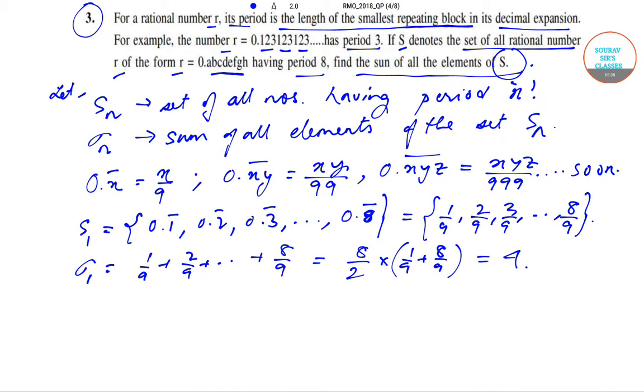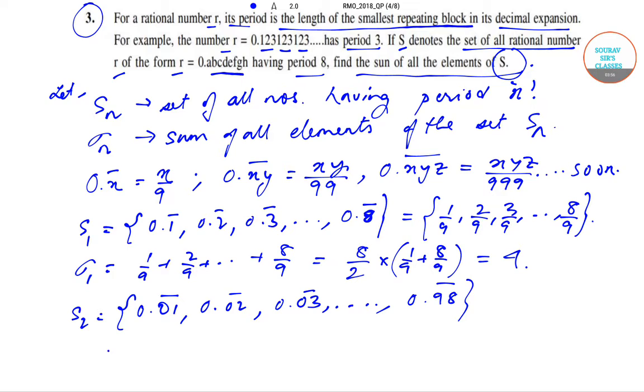Now let us go on to S2. S2 will consist of the numbers 0.01 bar, then 0.02 bar, then 0.03 bar, and this goes on up till 0.98 bar. Also, for S2 we will subtract the elements which have period 1, because if we have something like 11, it is basically period 1, since we can write 1 bar, 1 bar, 1 bar. So we'll subtract the elements 0.1 bar, 0.2 bar, and so on up to 0.8 bar, as discussed earlier.